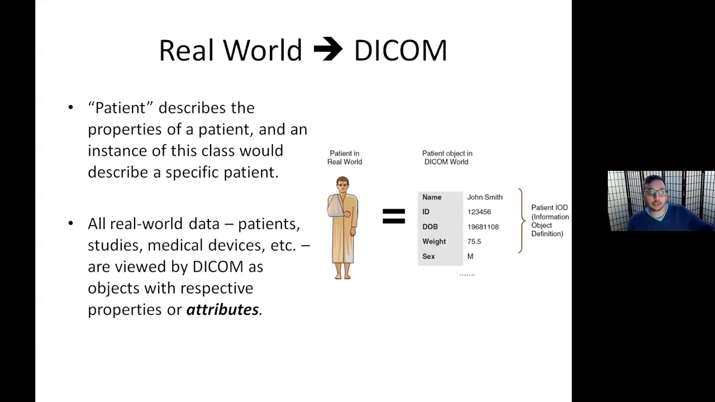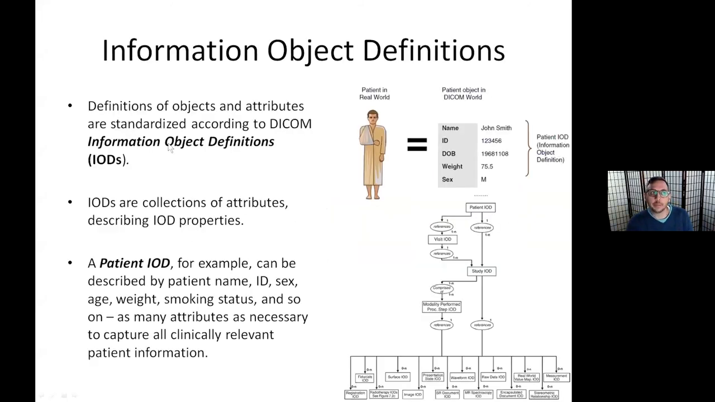So the patient describes the properties of a patient, and this patient in the real world, we can't digitize this person. All we can digitize are their attributes. We can digitize their name, their ID, their date of birth, weight, sex. That can all be digitized. We're not going to be able to put John or Frank or whoever into the computer, but we can record these values. And those groups of attributes are referred to as an information object definition. And there are lots of different IODs. So this group of attributes is a block. It's like a block of data.